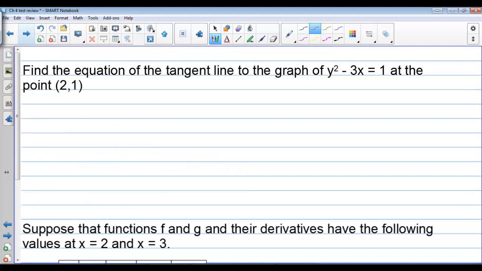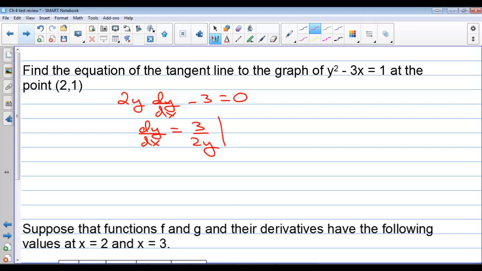Find the equation of the tangent line to the graph of that at the point (2, 1). So we have 2y dy/dx minus 3 equals 0. Don't forget about taking the derivative of that other side, which will be 0. So dy/dx equals 3 over 2y.